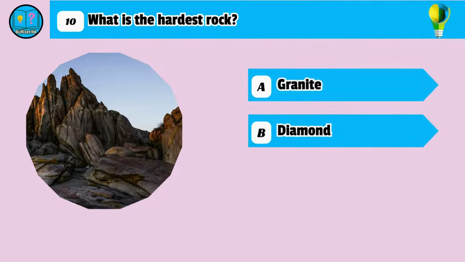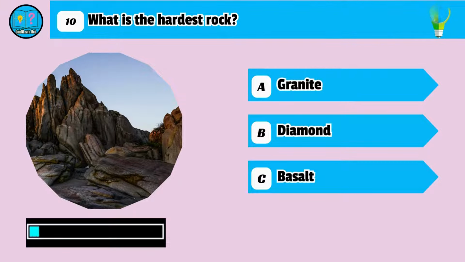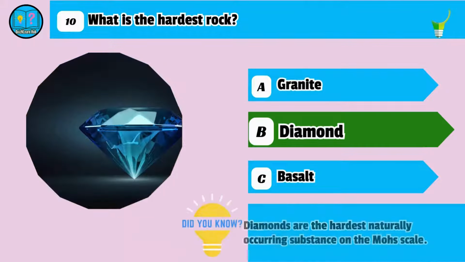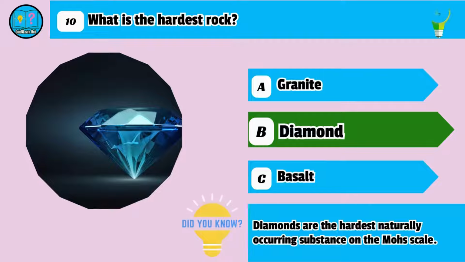10. What is the hardest rock? Granite, diamond, basalt. Diamond. Diamonds are the hardest naturally occurring substance on the Mohs scale.